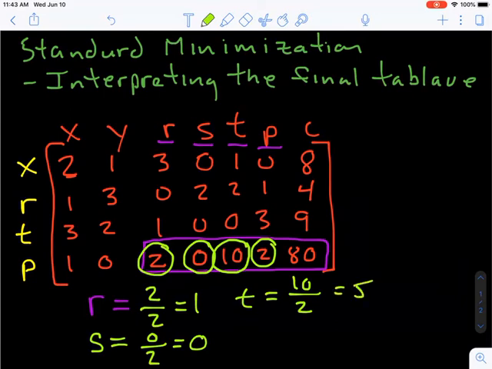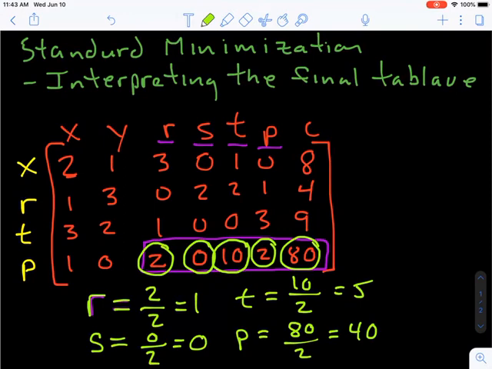And then finally, to find the value of P, we take the constant 80 and divide it by the p-value. So 80 divided by 2 is 40. And so those are the solutions to our problem.